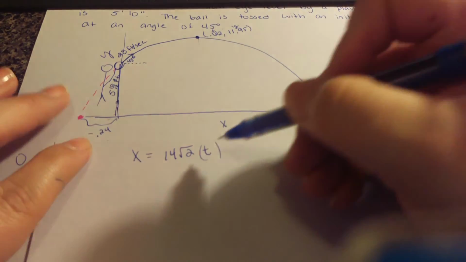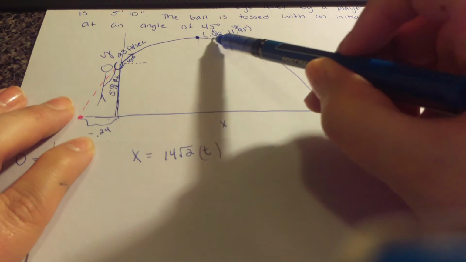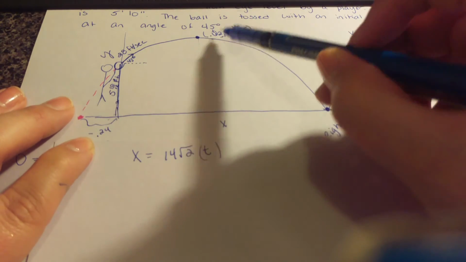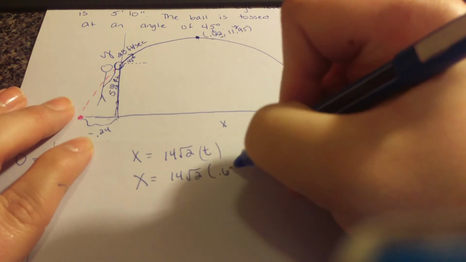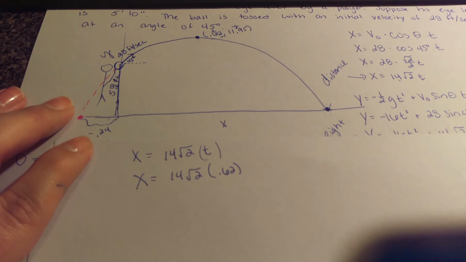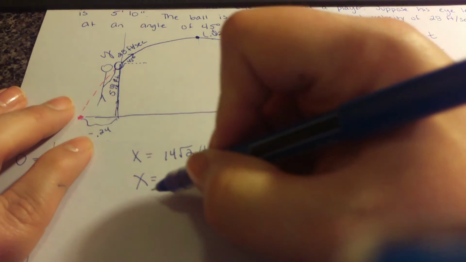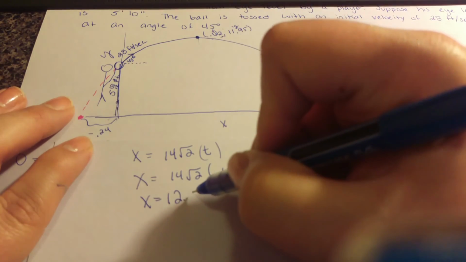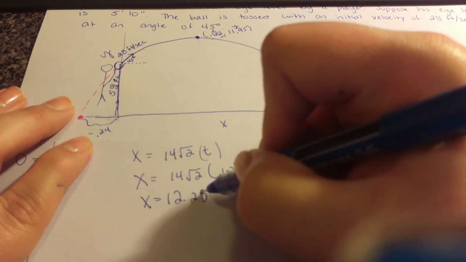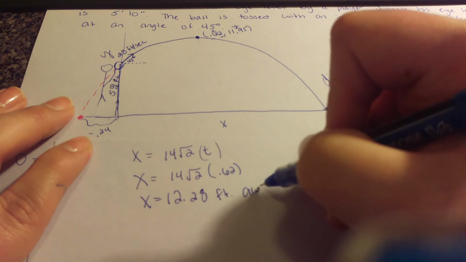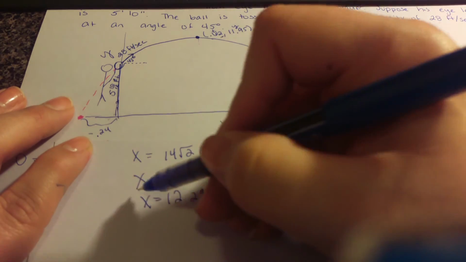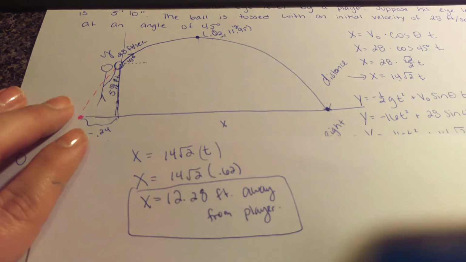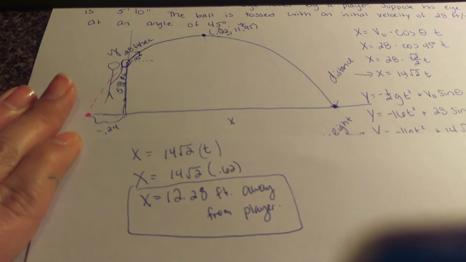And in order to solve for x, we need a t. So that maximum height occurred when t was 0.62. So to find the distance, it's just a matter of plugging in the 0.62 into that formula. And that would give me 12.28 feet away from the player. So after it had traveled almost 12.5 feet away from him, that's when it was at its maximum height.